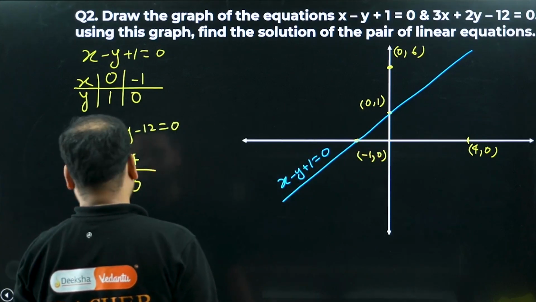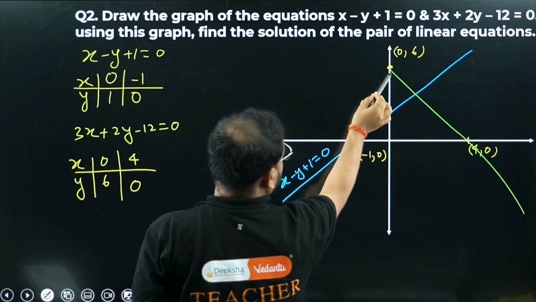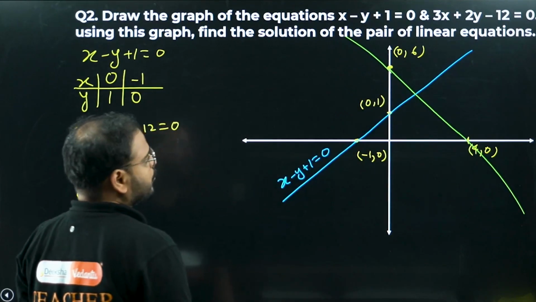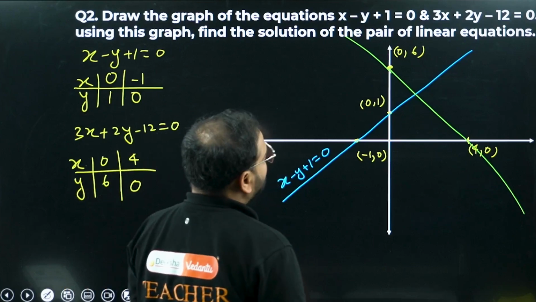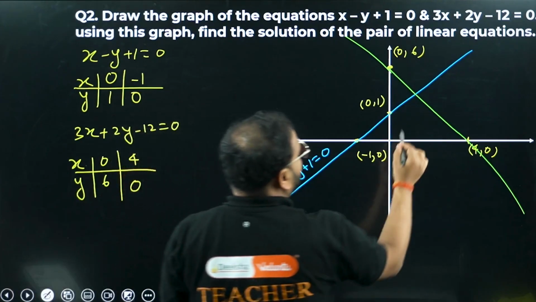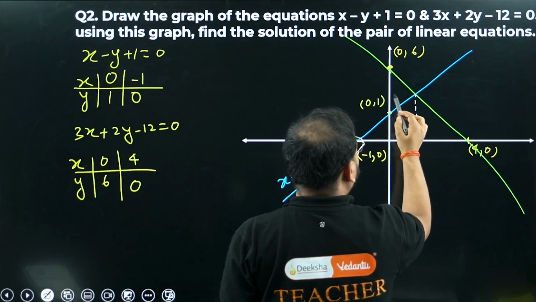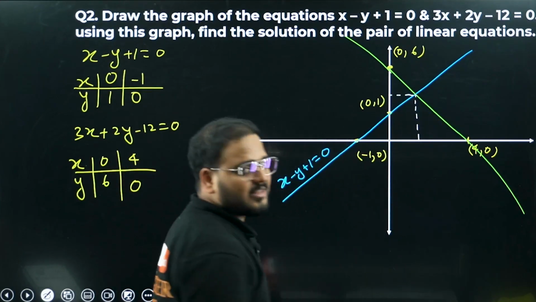Draw the line joining these 2 points. Sir, the point of intersection is not known, sir. Okay, for now I will give you the answer, but if you draw this in your graph paper, you'll get the answer directly.